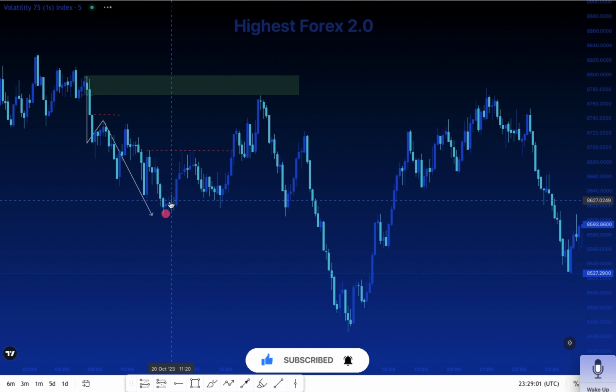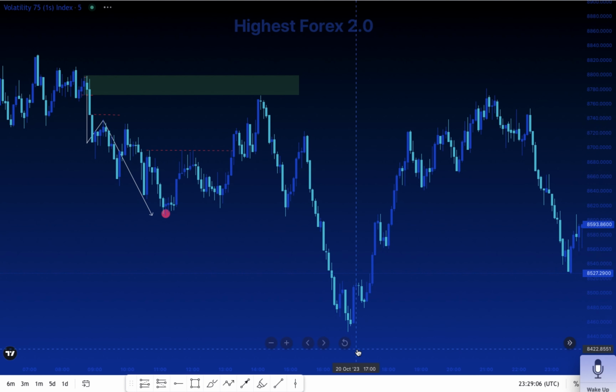All right, so it became a valid swing point. Now price broke through it, and after breaking through it, from the descending order, we have to look at a valid order block.